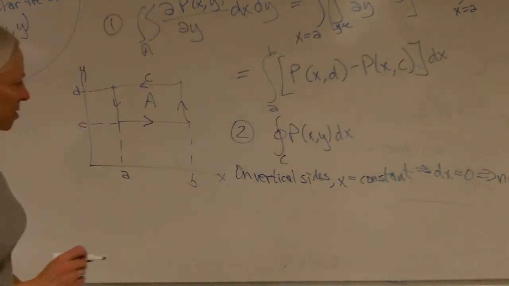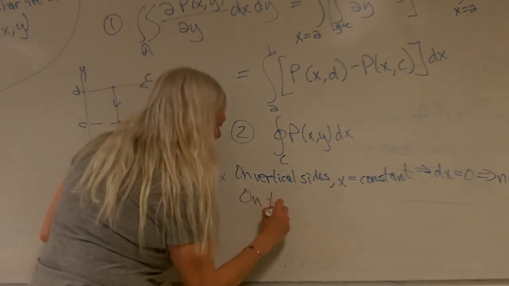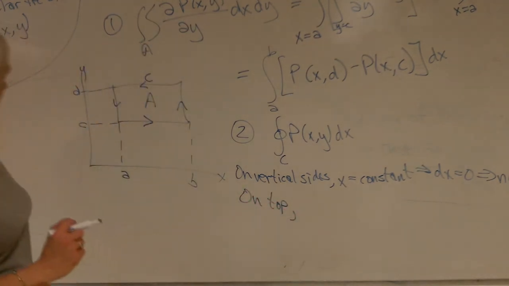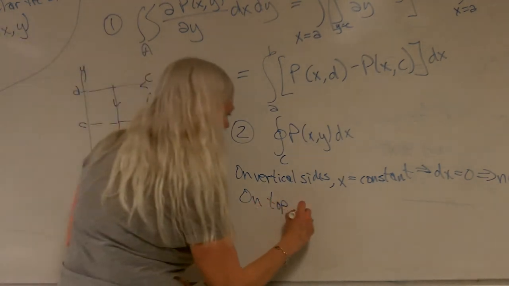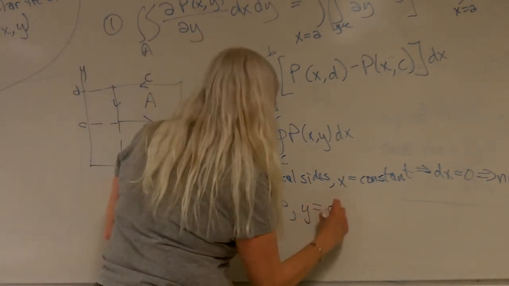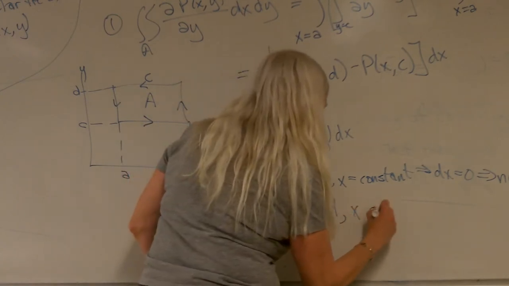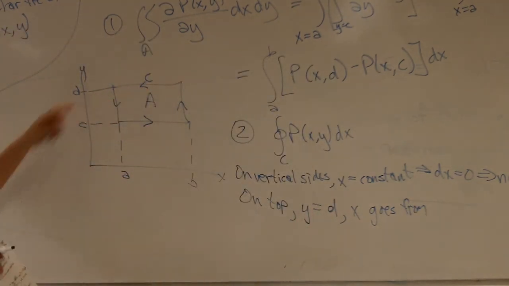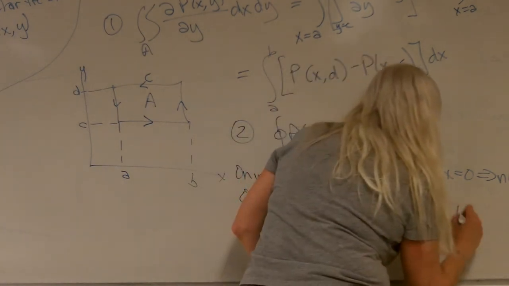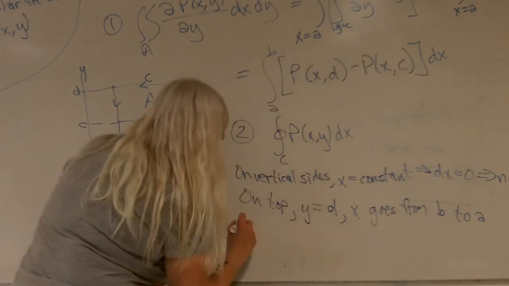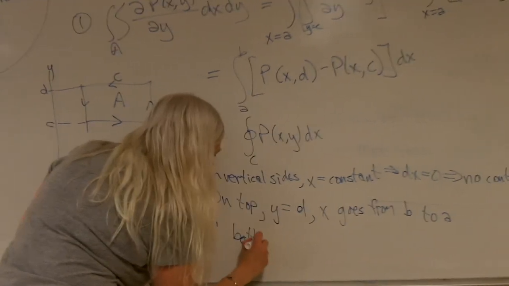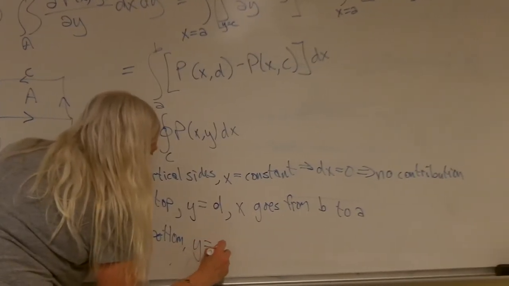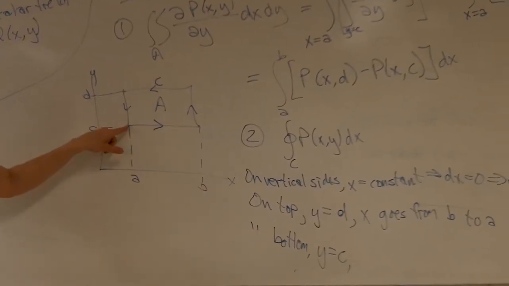On the horizontal sides, right, on the top side, y is being held fixed at the value d. And we're going from right to left across the top side, so x goes from b to a. On the bottom, y is being held fixed at the value c. And we're going from left to right, so x is starting out at a and going to b.